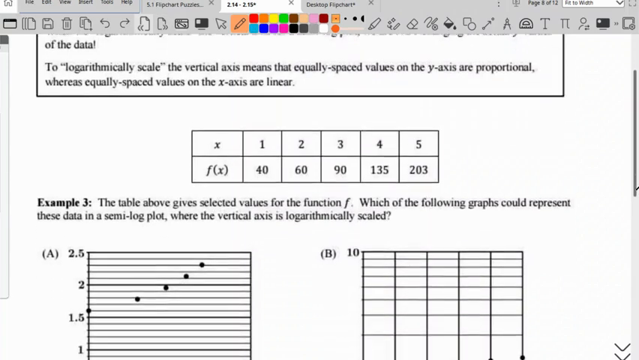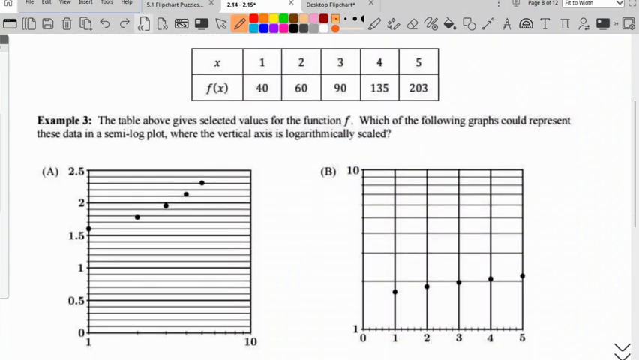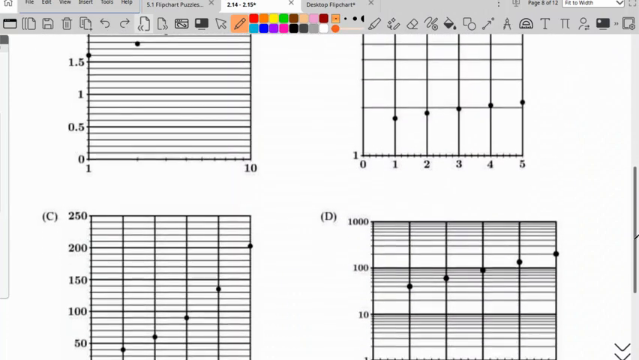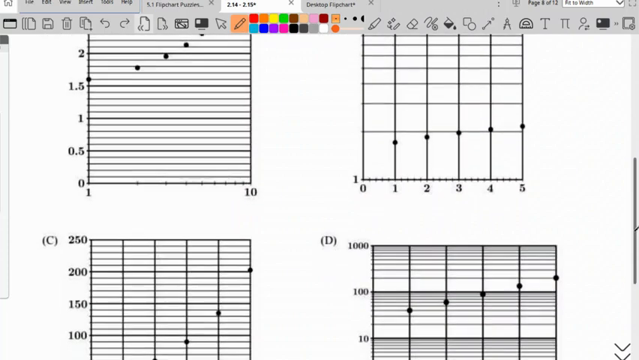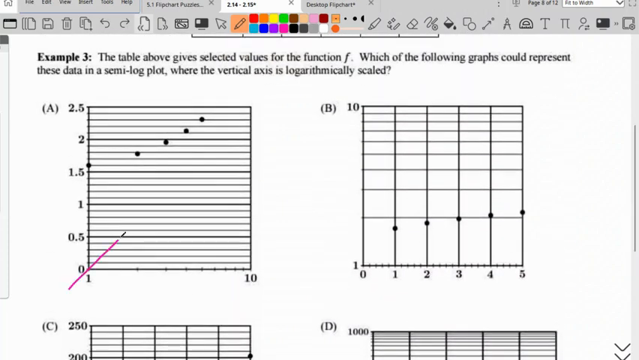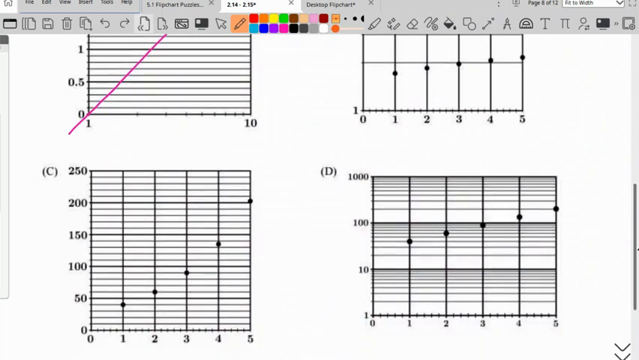Okay, so it says, example 3, the table above gives selected values for the function f. Which of the following graphs could represent these data in a semi-log plot, where the vertical axis is logarithmically scaled? Taking a look at those, which two graphs should I be able to eliminate right away? A and C, because those are equally spaced on the y-axis, and so those are linear.